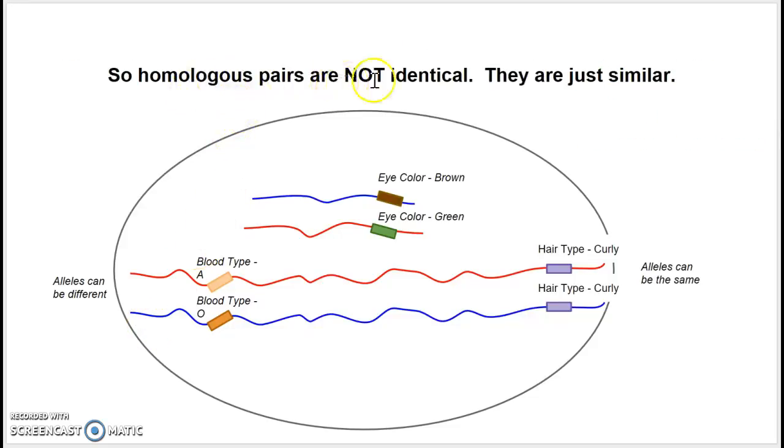So homologous pairs are not identical, right? And this is a key idea. They are just similar. What makes them similar is that they have the same genes in the same location, but what makes them not identical is the fact that the alleles are not necessarily the same. The alleles can be different. Again, that's a key idea that I will ask you again and again. I'll ask a question like, homologous pairs are similar, but they're not identical. Explain. And the key thing we want to say here is that what makes them similar is the same genes in the same location. What makes them not identical are the alleles.